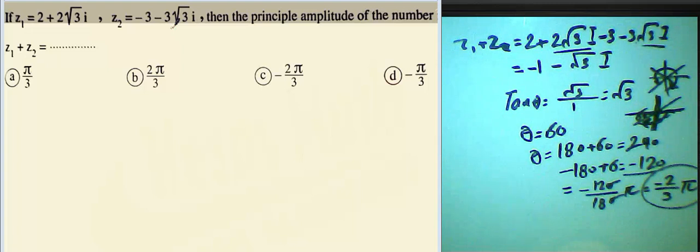Today we'll solve two questions from the Al-Moasser book. Final revision, talk about algebra. Question with me here, number 1.